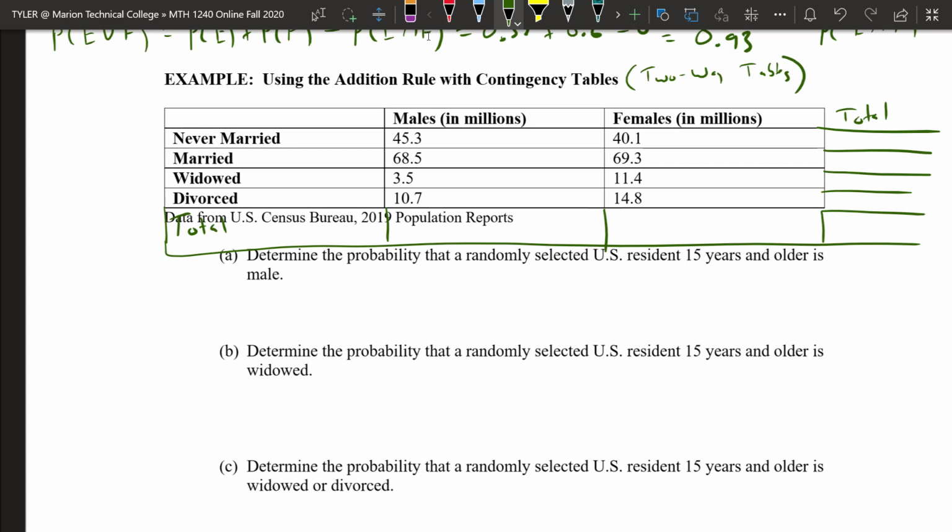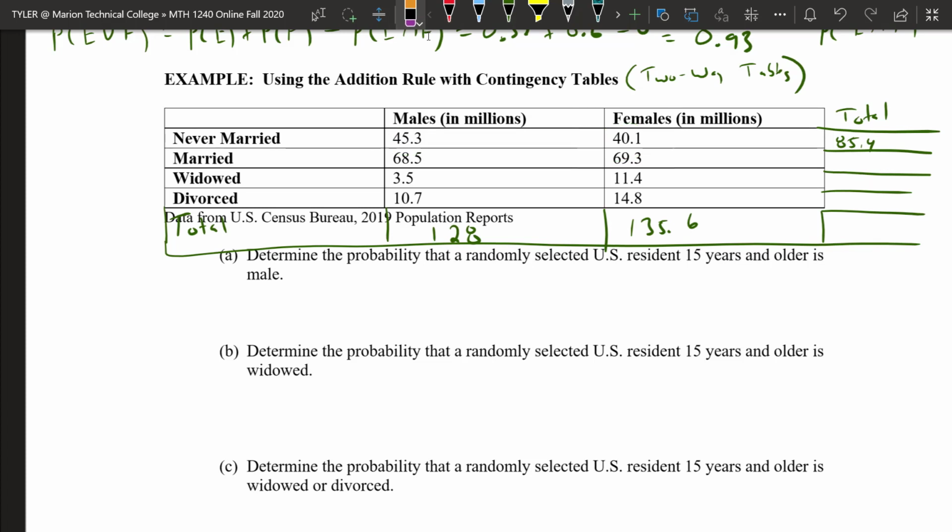If I add up all the numbers in the males, so take 45.3 plus 68.5 plus 3.5 plus 10.7, we get 128. So that's the total number of males, 128 million. And then if I add up the female column, I get 135.6. Next I want to add up the rows. So for never married, I'm going to take the 45.3 and the 40.1, add those together and get 85.4.